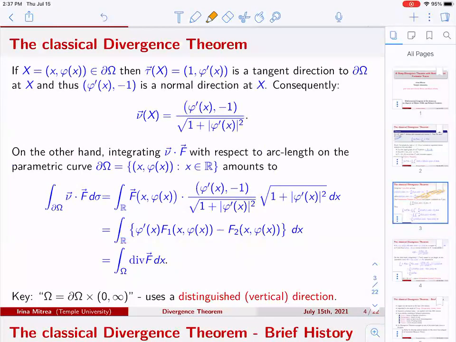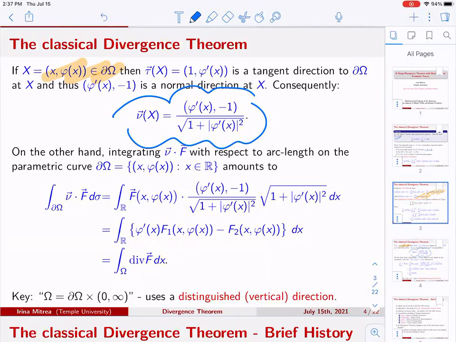So if we look at points on the boundary, these are the points on the graph of the function phi. These are points of the type (x, phi of x), where x runs over the set of real numbers. Then we differentiate with respect to x in order to find the tangent direction, and then we take a vector that is perpendicular to that and normalize it appropriately in order to get the formula that we have here for the outward unit normal vector. So nu of x is going to turn out to be (phi prime evaluated at x, minus 1) over the length of this vector. Okay.